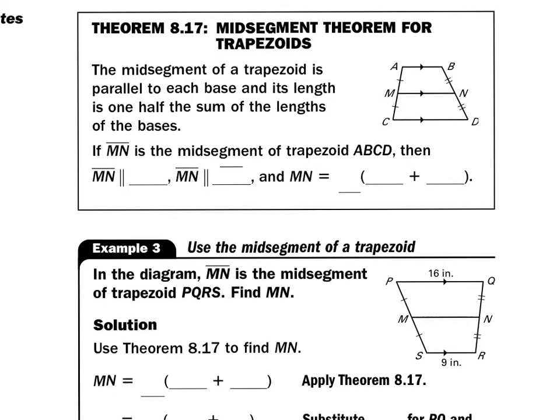So let's fill in this. LN is parallel to AB. LN is parallel to DC. LN is 1/2 of AB plus CD. So this is your formula that you can use to find an unknown midsegment length, or if you leave one of these as an unknown, you can find an unknown side.